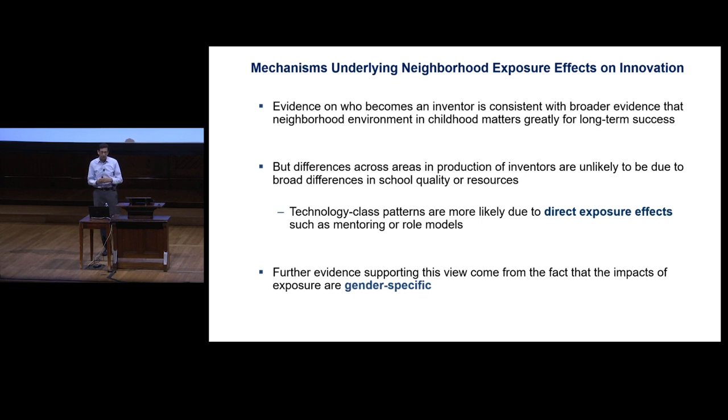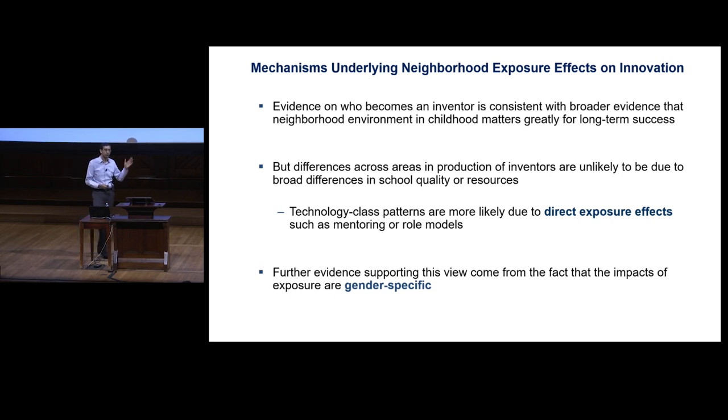And so what is, I think, a much more plausible explanation of these very technology class specific impacts that we're seeing is that these exposure effects are kind of direct exposure effects driven by things like mentoring or role models, right? So you see somebody pursuing a particular career, or you get connected to an internship at a particular company in a particular field, and you kind of go down that path. It's less likely to be broad brush stuff. That is the type of thing that government policy typically focuses on, right? Like, let's spend more dollars on schools in this area.